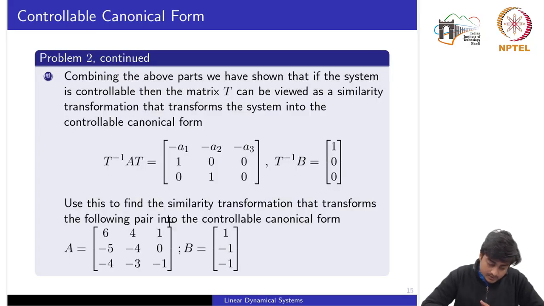Now there is an additional part to the same problem which was also one of the implications of the problem, that if the system is controllable, then the matrix T can be viewed as a similarity transformation that transforms the system into the controllable canonical form. So this T matrix, what we have defined in this problem, also transforms the normal A matrix into the canonical form. So if we aim towards computing the numerical values, let's take this A matrix as defined by this and the B vector as this.